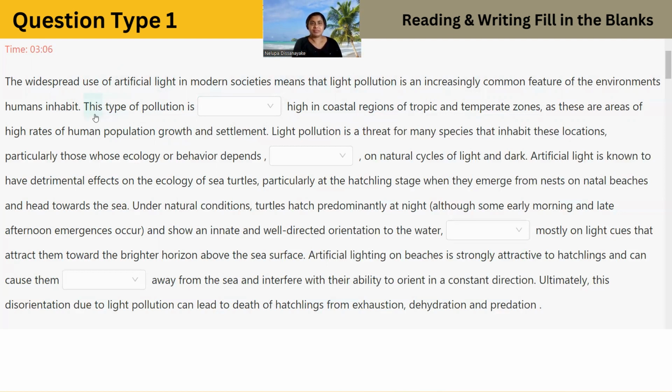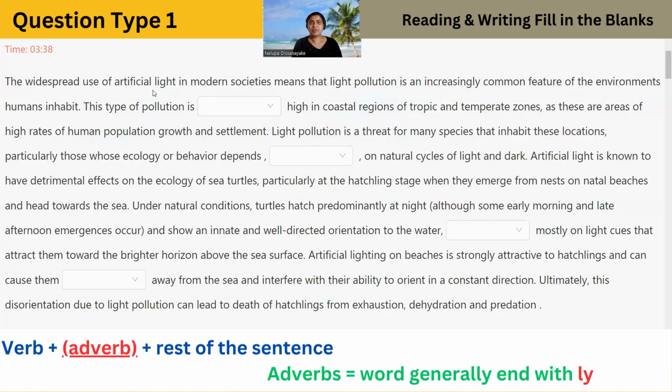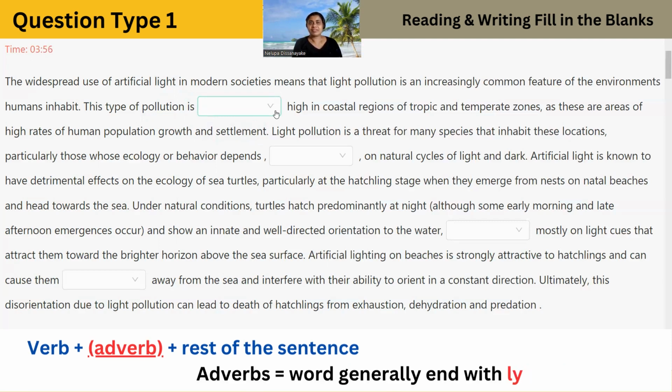So now let's first discuss this first blank. This type of pollution is blank high in coastal regions of tropic and temperate zones. So now we have a blank next to the verb. When you have a blank next to the verb, it should be an adverb. Normally adverbs end with ly. It's not always the case, but there are some exceptions like well, fast, and other words. But normally adverbs end with ly.